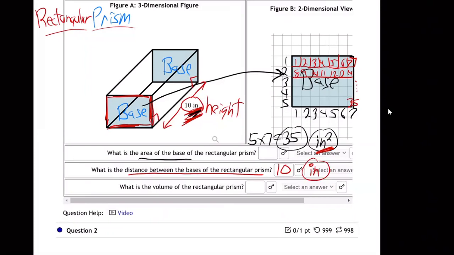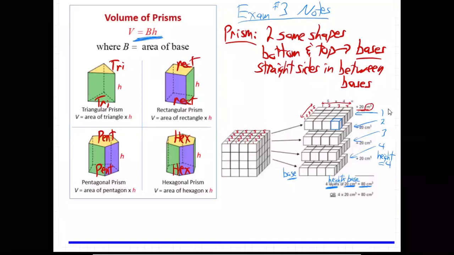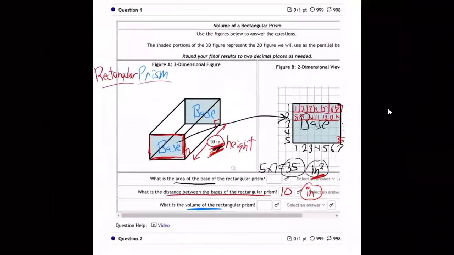And finally, what is the volume? Well, how do you figure volume? Well, what does it say right here? The volume of a prism is the base, what's on the ground floor, times the height, right? You just got to say 4 layers, just like right here. 4 layers, take the base, the ground floor, which has 20, and then multiply by the height, 4 layers of 20. So that's what we have to do here.